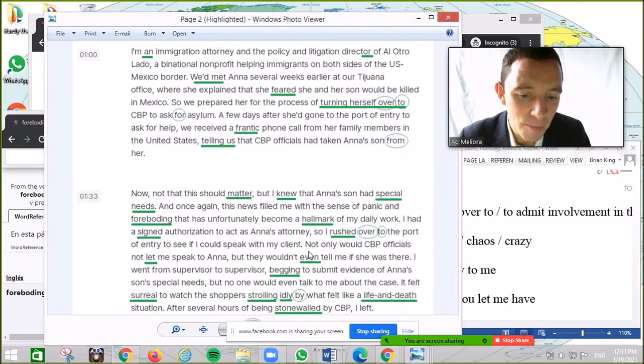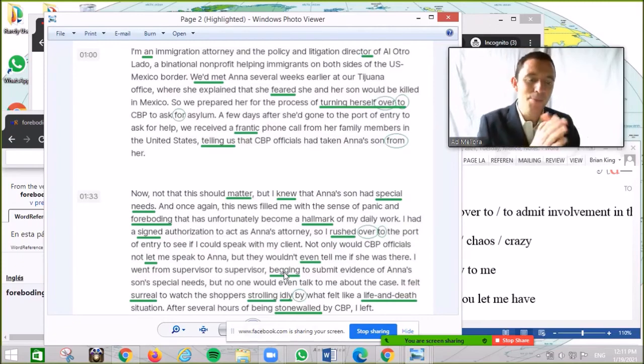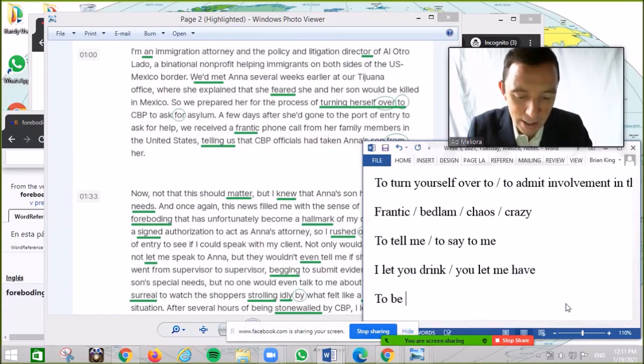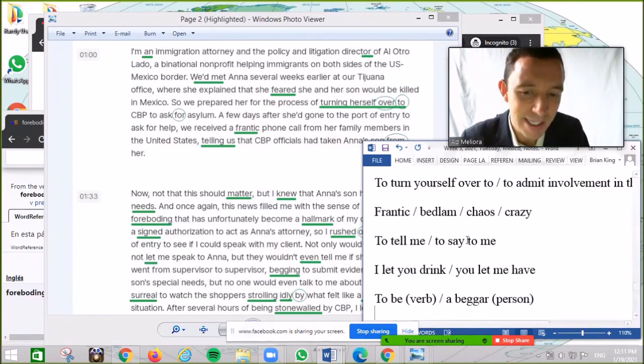Even, incluso. Beg is to ask. I beg, please, please, please, to beg. Okay, to beg. And the person is a beggar. So to beg is the verb, and a beggar is the person asking for money or asking for help, assistance.